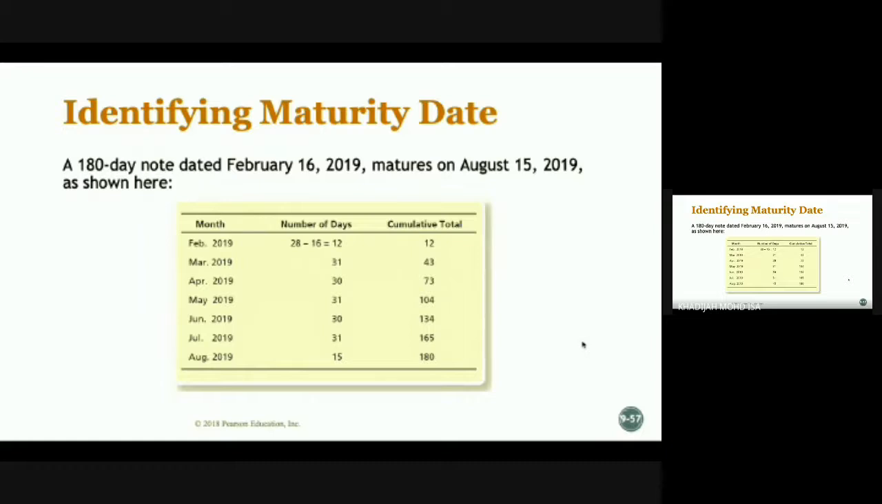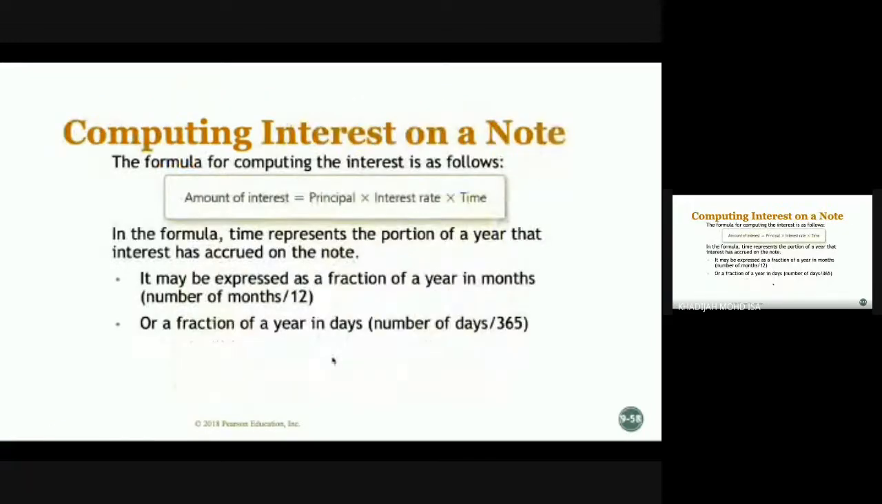A 180-day note dated February 16 matures August 15, shown here. So you sign on February 16. So 28 days in the month of February minus 16, you already have 12 days there. Then March has 31 days, April 30 days, May 31 days, 30 days in June, July 31 days, and August, which is the maturity, 15 days. So you are given 180 days. So that's how you decide when is the maturity date. You have to complete a total of 180 days, so you get your date here, August 15.